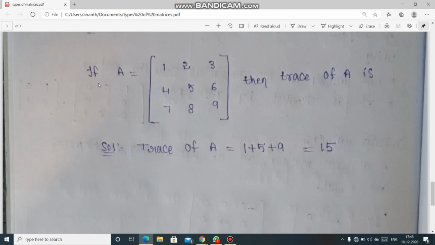And another example, if A is equal to 1 2 3, 4 5 6, 7 8 9, then what is the trace of A? Here A is a 3 by 3 matrix and also a square matrix. For finding the trace of this matrix, we have to sum all the diagonal elements. Here the diagonal elements are 1, 5, 9. So trace of A is equal to the sum of the diagonal elements, that is 1 plus 5 plus 9, that is equal to 15.